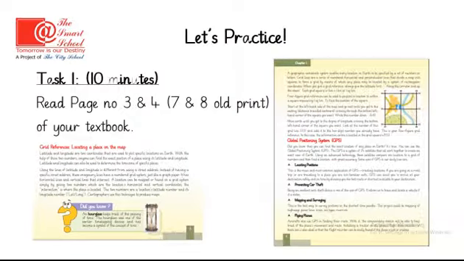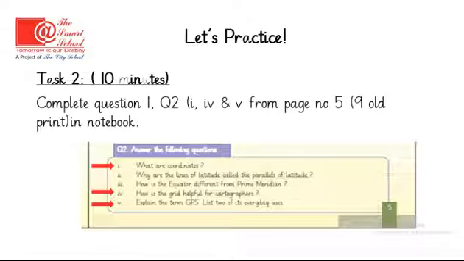Now let's practice. Task number 1 is to read page number 3 and 4. Students having old prints will read page number 7 and 8 of their textbooks. You have 10 minutes to complete this task. Your task number 2, complete question number 1 and question number 2 part 1, 4 and 5 from page number 5 of your book. Students having old print will find this exercise on page number 9.